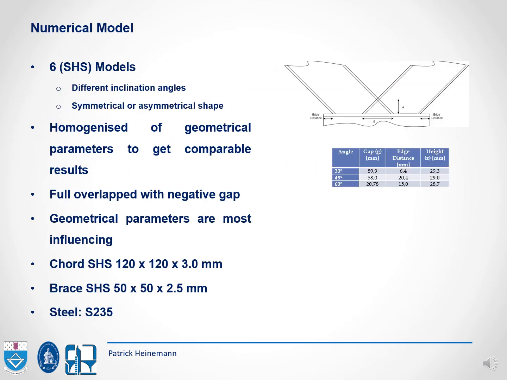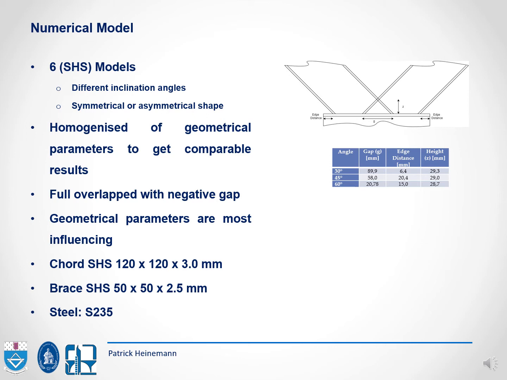I analyzed 6 different models, and these models can be split into 2 groups. The first one is a symmetrical shape, and the second one is defined by an asymmetrical shape. There are different inclination angles: 30, 45 and 60 degrees. To get comparable results, I homogenized these geometrical parameters, which can be found on the right hand side.